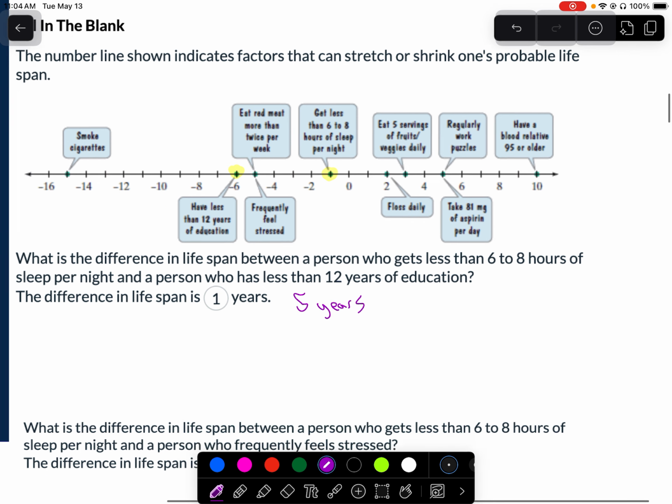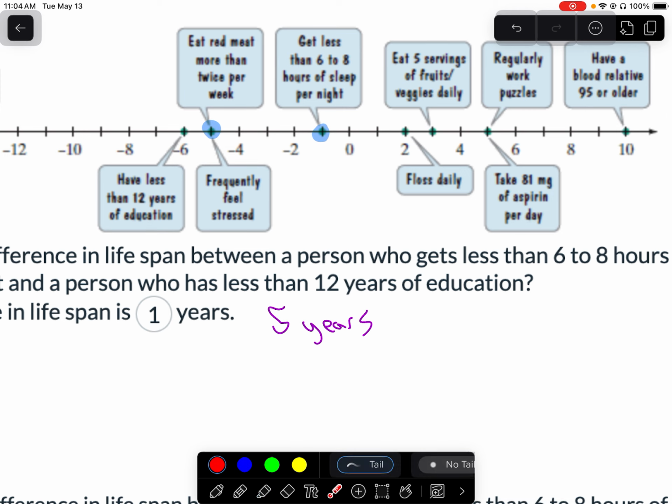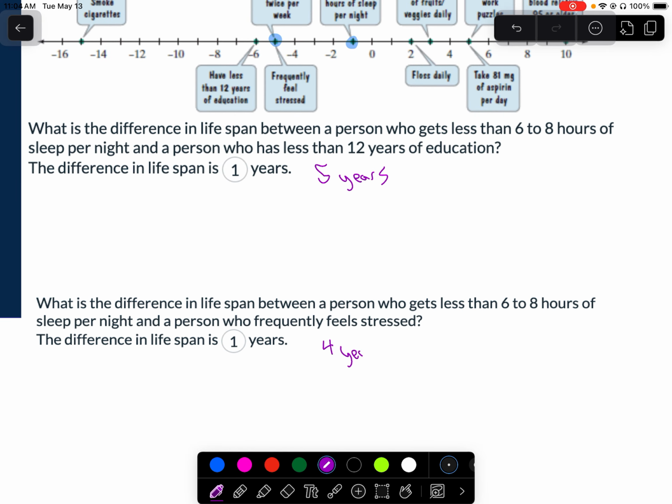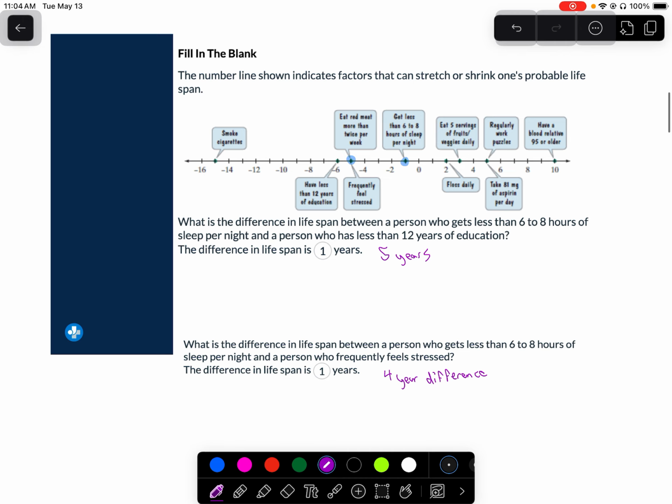Okay, and then the next one says, what is the difference in lifespan? Let me erase what we got here so we can make it prettier. Now let's say it says between a person who gets less than 6 to 8 hours of sleep, and then a person who frequently feels stressed, and that is this one right here. We can count the jumps, 1, 2, 3, 4. So the answer is that's a 4-year difference. So that's a little bit about how you would read that type of number line.